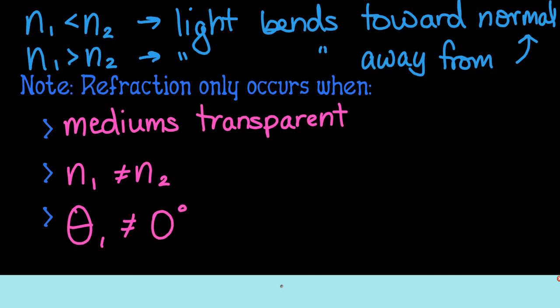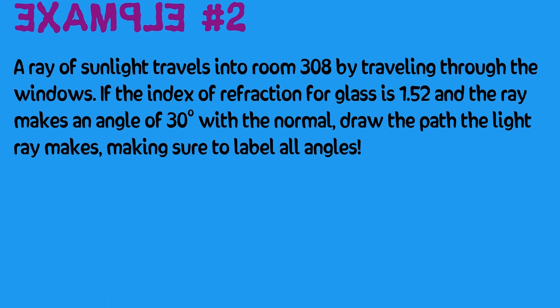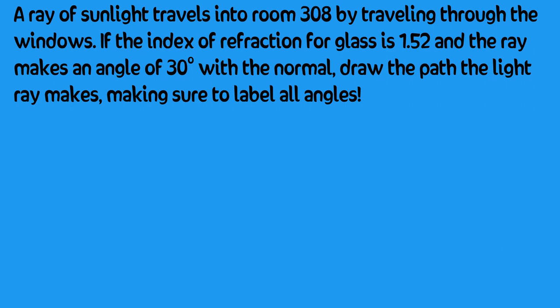Okay, so now that we've learned what refraction is, let's try it out in an example problem. In this problem, we have a ray of sunlight that's traveling into my classroom by traveling through the windows. We're saying the index of refraction for glass is 1.52, and that incident ray makes an angle of 30 degrees with the normal. Our task is to draw the path the light ray makes, making sure to label all the angles. And really, when I say label all the angles, I'm focusing on all of the angles of incidence, reflection, and refraction. In other words, all the angles that I'm going to label must be with respect to the normal.